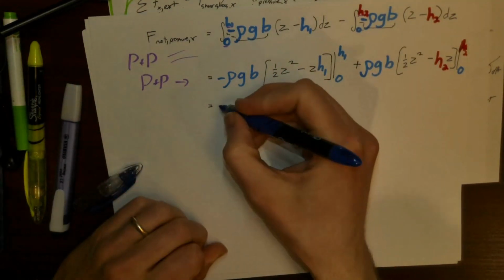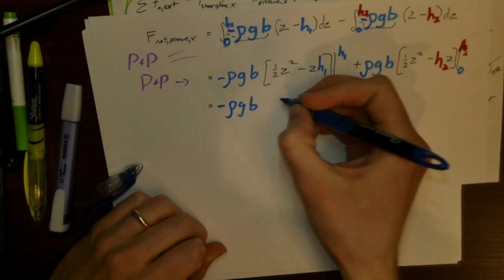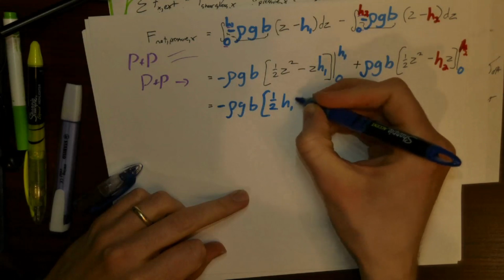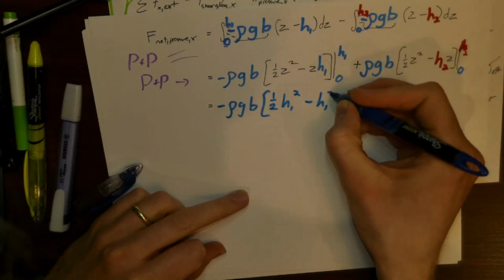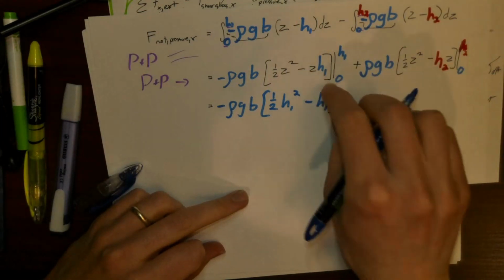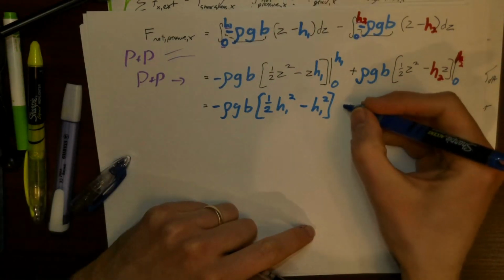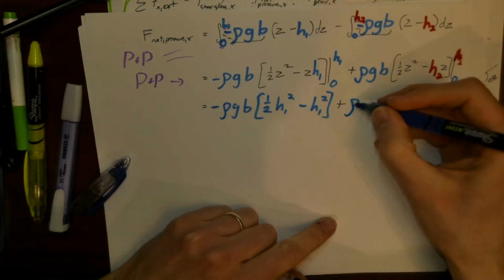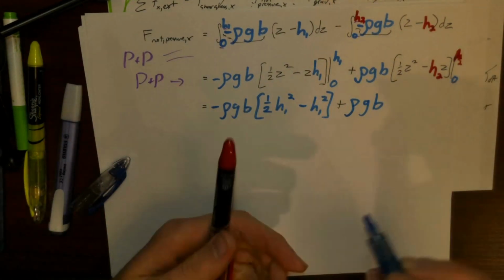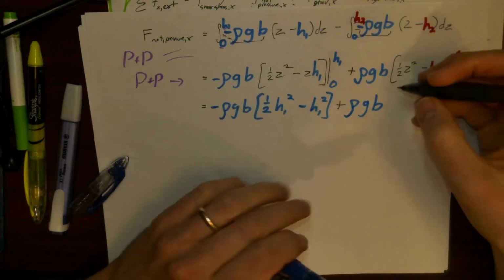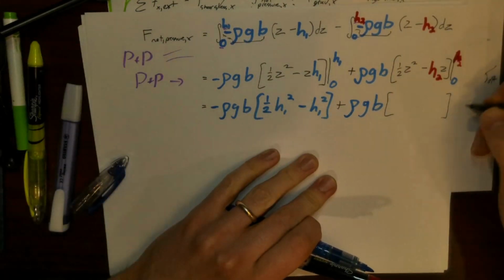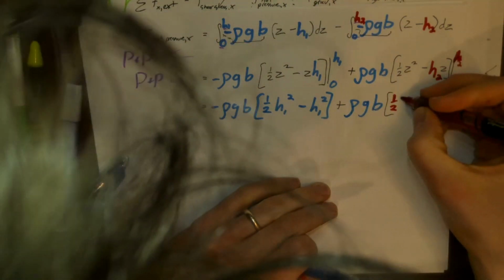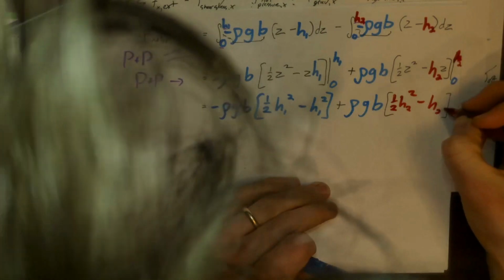Getting on the home stretch here, we get minus rho g b times 1/2 h1 squared minus h1 squared, right? When we plug in h1 here, we get h1 squared. And then we have plus rho g b times 1/2 h2 squared minus h2 squared.